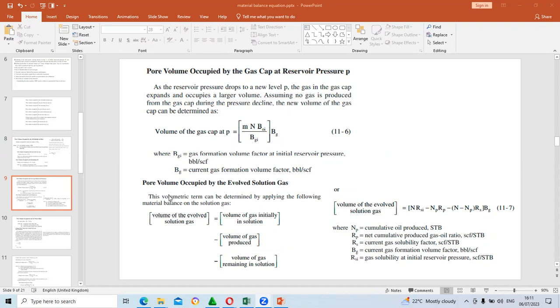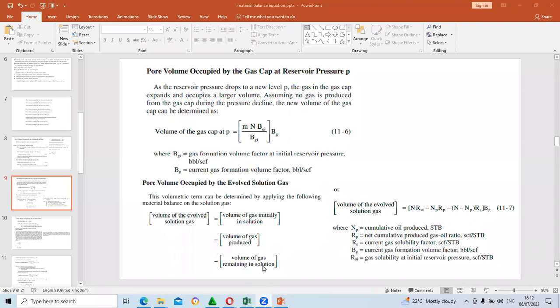Now, if you want to know the pore volume occupied by the evolved gas solution, the amount of volume that is occupied by the gas after the oil must have dropped below its bubble point, that's what we are looking at now. That volume of the evolved solution gas is going to be equal to the volume of gas initially in place minus the volume of gas produced minus the volume of gas remaining in solution.